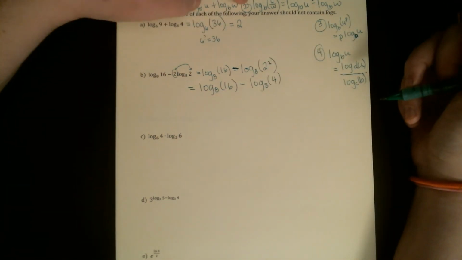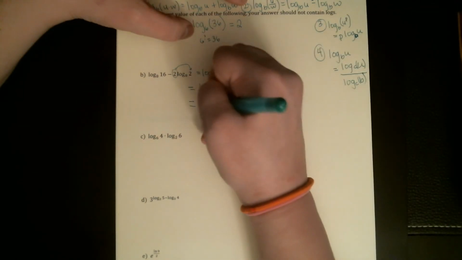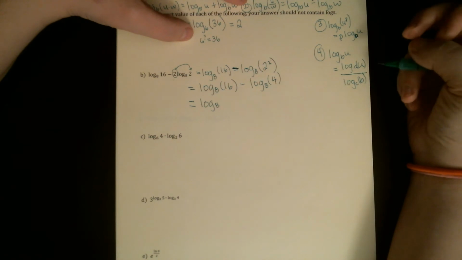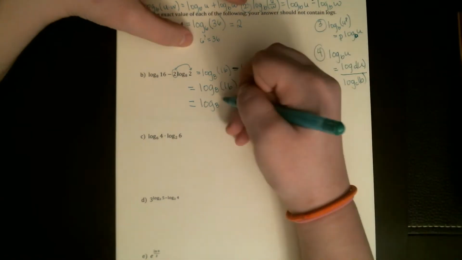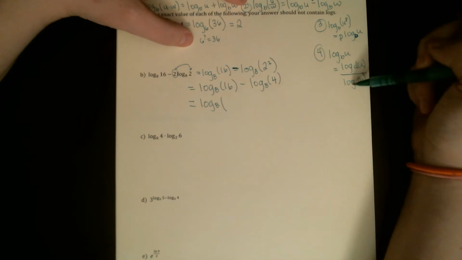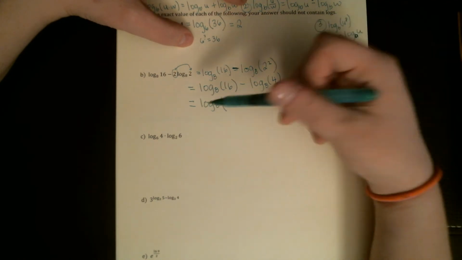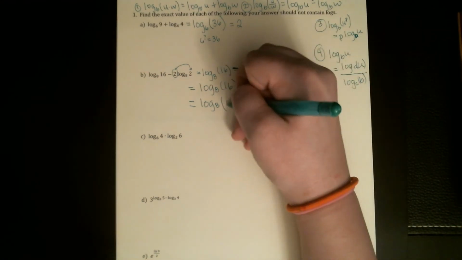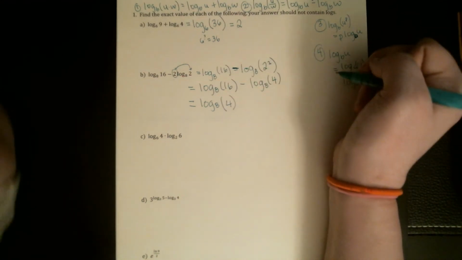And now we can use property number 2. Property number 2 says if you're subtracting two logs with the same base, you can combine them into the single log of the quotient. So not to be confused with change of base, where it turns it into the quotient of two logs. This is a single log with a quotient inside. 16 over 4 is just 4.